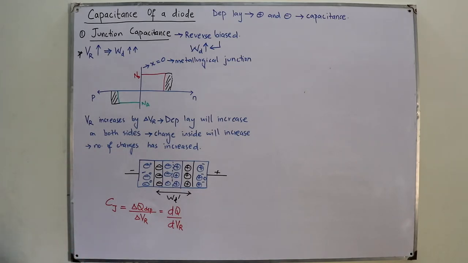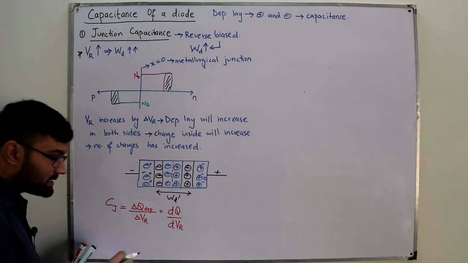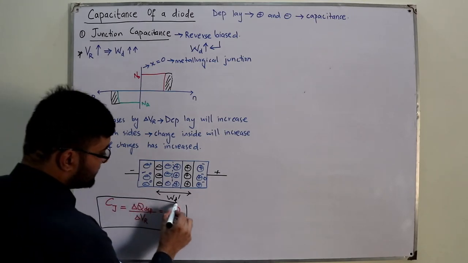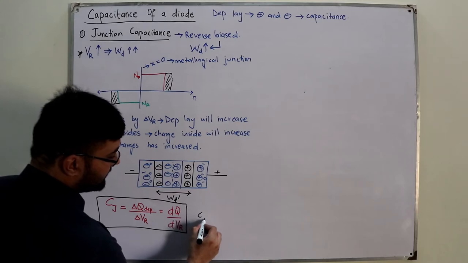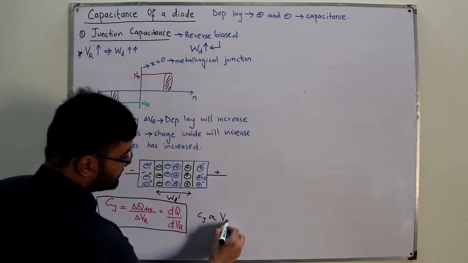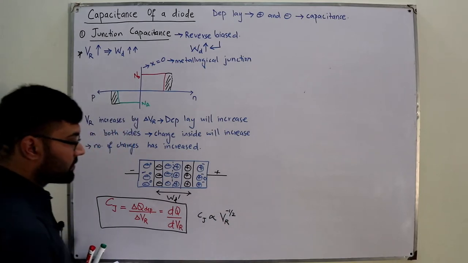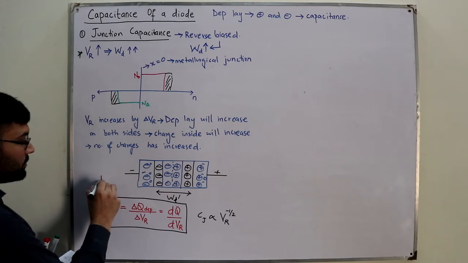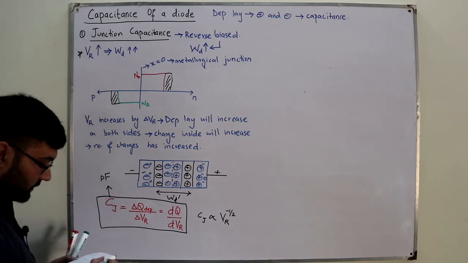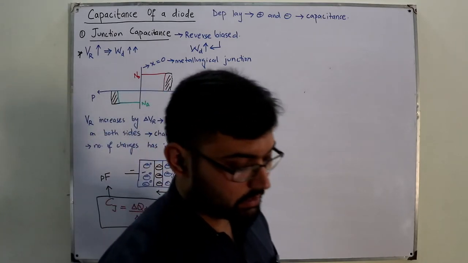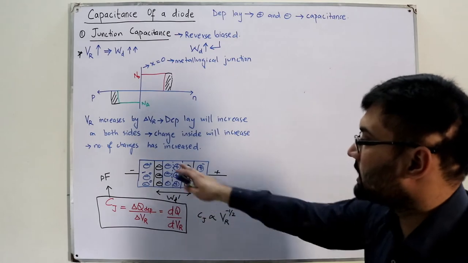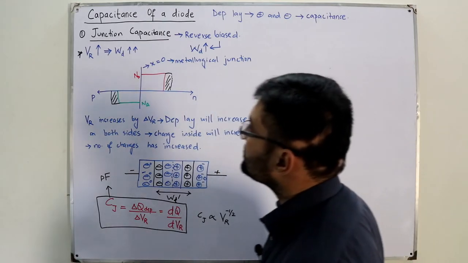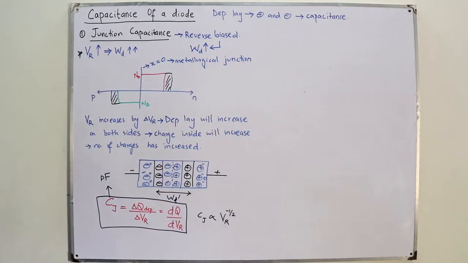And if you want to know the proper relation, which we are not interested in at this level, the relation is that this C junction is directly proportional to VR to the power minus 1 over 2. And the unit of this C junction is picofarads. This is the unit, the charge per unit voltage. What's the charge? The change in charge, and then the change in the voltage, how much you have increased. So this was one type of the capacitance.